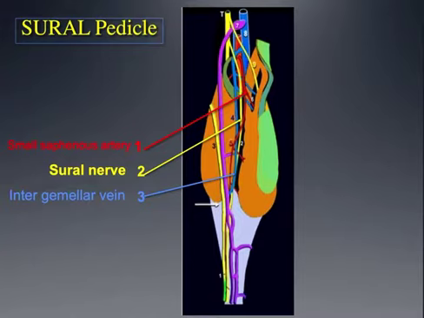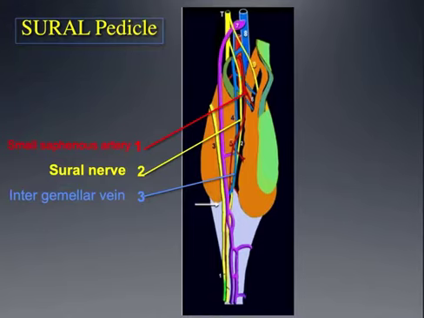One is the small saphenous artery in red. Second, the sural nerve, marked two in yellow. And lastly, the intergemellar vein, or vein of the sural nerve, marked three in blue. So these three elements are making what we call the sural pedicle. And you can see on the drawing, the sural nerve is a branch of the tibial nerve, close to the small saphenous vein ending part.